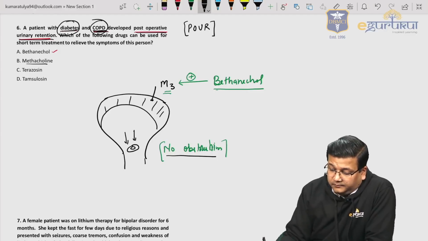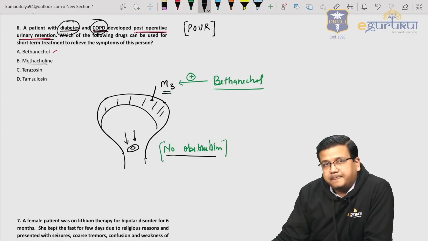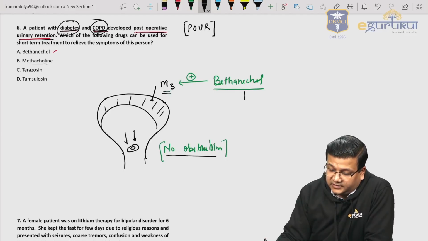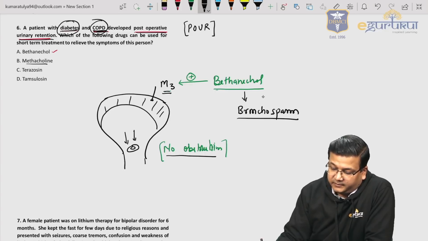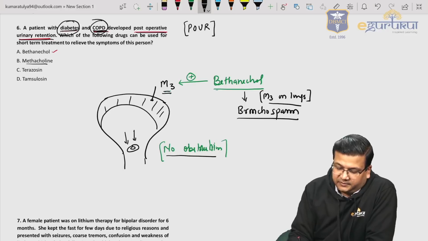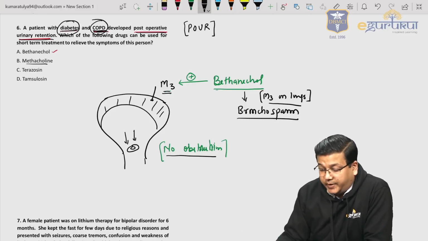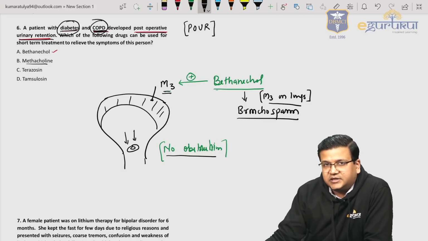Similarly, bethanechol is also a cholinergic drug acting on the muscarinic receptor, and this can also cause bronchospasm. Bronchospasm is a frequent side effect by acting on muscarinic receptors in the lungs. All the books mention that bethanechol is capable of causing bronchospasm, and bronchospasm may not be a desirable feature in a patient with a history of COPD.